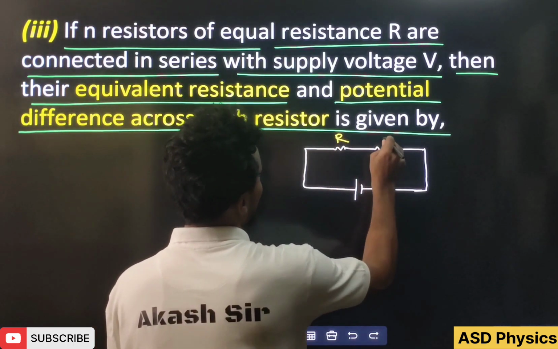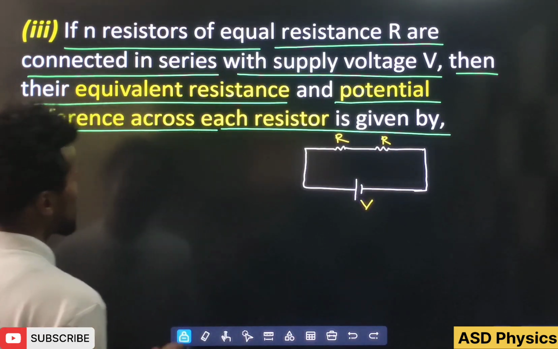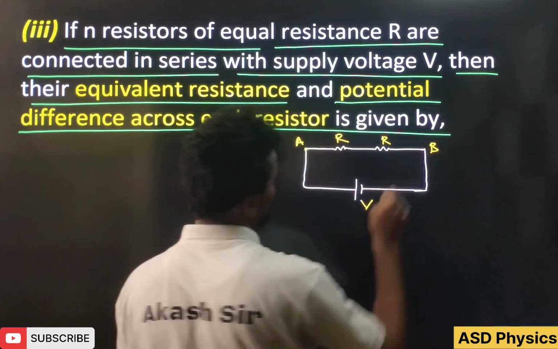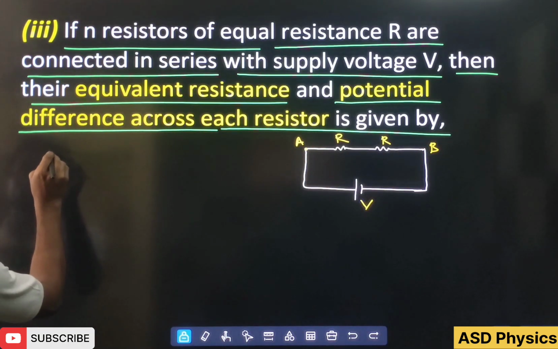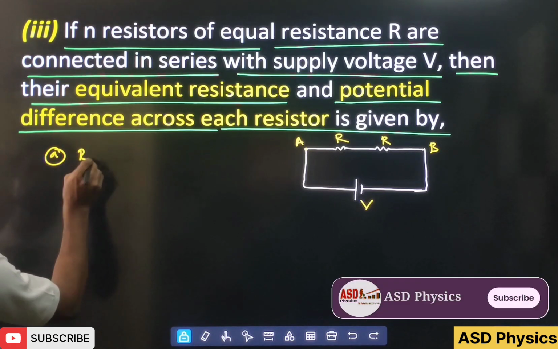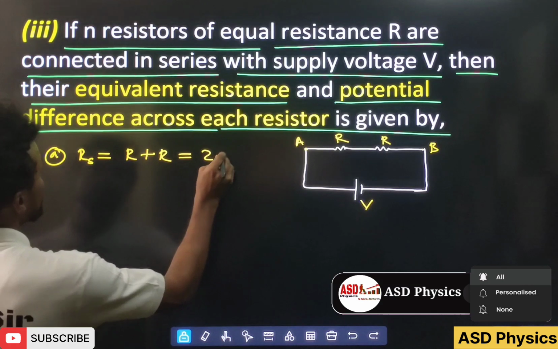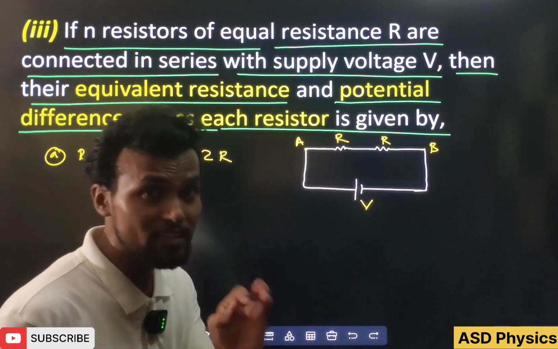Here this is R connected with the battery. If I calculate the equivalent between point A and B, because between point A and B the battery is connected, the equivalent resistance R equivalent or RS is given by R plus R, or we can write 2R. For two resistors connected in series, the equivalent is 2R.